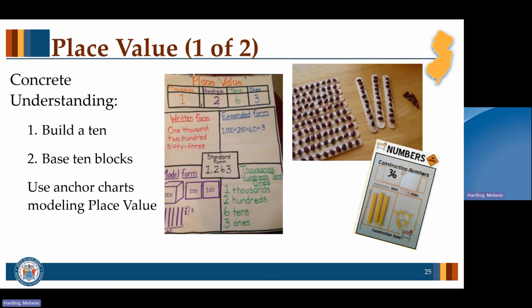Before they even get to the base 10 blocks, sometimes students have to understand what that long means, what that 10 really means. They might need to build it, like up here with the beans and the craft sticks, to show what a 10 stick actually looks like, and then start solving with that. Always have lots of anchor charts up to model place value, and use just the correct vocabulary when talking about numbers. It's not, a 1 and a 5 makes 15. It's 1 ten and 5 ones, or 15 ones. Children need to start using the correct terminology.